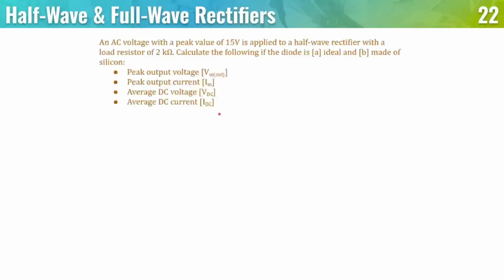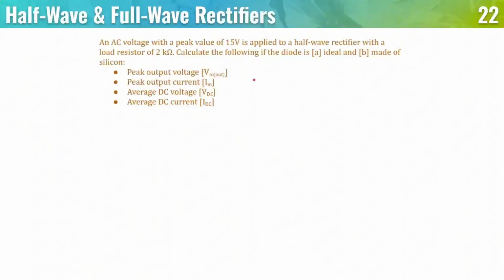For this number, an AC voltage with a peak value of 15 volts is applied to a half-wave rectifier with a load resistor of 2 kilo ohms. Calculate the following if the diode is A, ideal, and B, made of silicon. In our graded recitation, we had only the ideal diode, so I added another part to the question, which is what if it's made of silicon? So let's have the side by side comparisons. This time we're computing for a lot of things: the peak output voltage, the peak output current, the average DC voltage, and the average DC current.